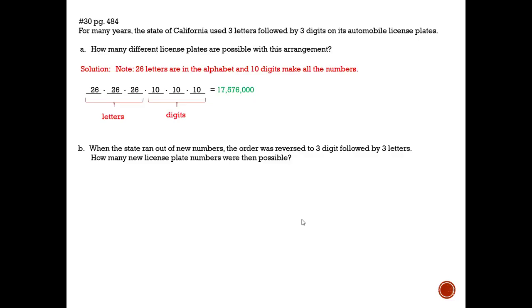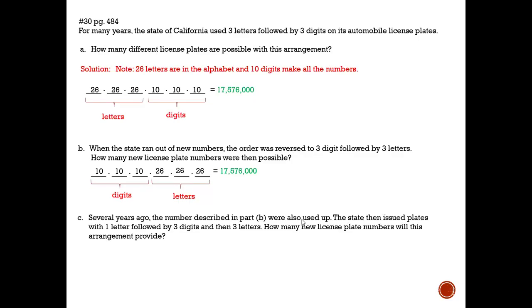Well, the state ran out of new numbers, so the order was reversed. 3 digits followed by 3 letters. How many license plate numbers are possible this time? Well, it's still 6 spots. However, the first 3 are digits and the last 3 are letters. They're going to be different arrangements, but it's actually the same. I have 10 options for my digits to choose from. I have 26 letters to choose from. When I multiply all of this, I actually get the same. So the arrangement is different, but the number of license plates I can make is the same.